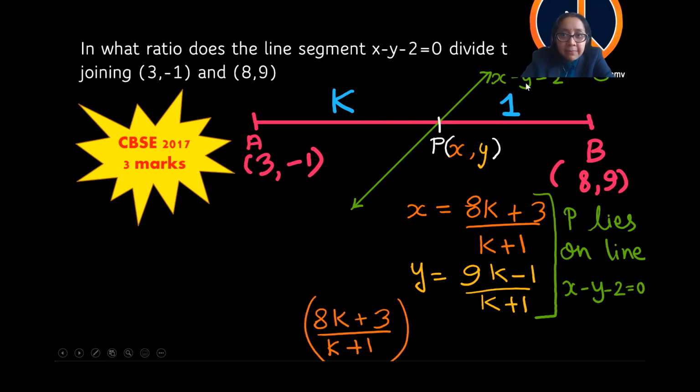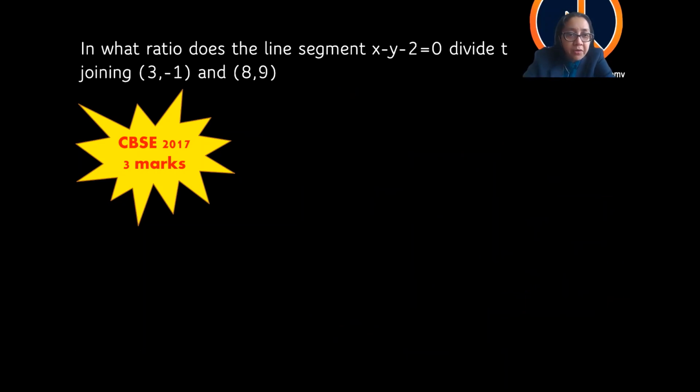Okay, so let's solve it for k. It is given x minus y, so we put x as 8k plus 3 divided by k plus 1, minus y. So y is what? 9k minus 1 by k plus 1, right? So just write it down, and minus 2 is 0. So we are just solving for the value of k. Now you know already how to solve for k, but still I'm showing you here.